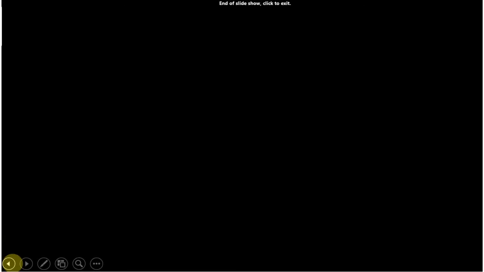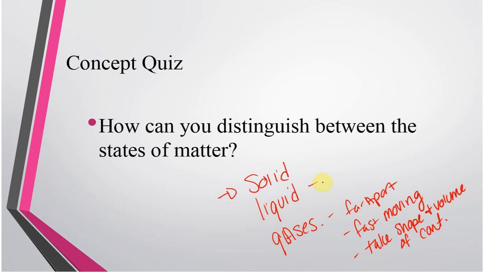Liquids, on the other hand, are tightly packed. They cannot be compressed. Slow moving. These take the shape, but not the volume of the container.